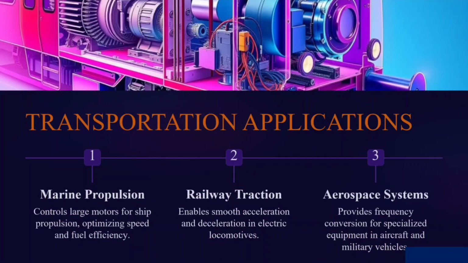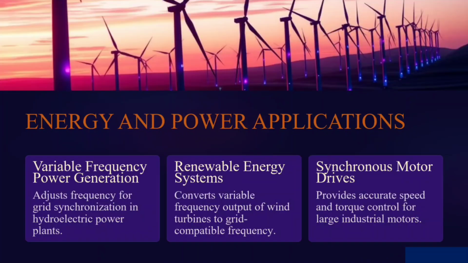Then we will see some transportation applications where cycloconverters are mainly used. Marine propulsion: controlling large motors for ship propulsion, optimizing speed and fuel efficiency. Then railway traction: it enables smooth acceleration and deceleration in electric locomotives. Then aerospace systems: it provides frequency conversion for specialized equipment in aircraft and military vehicles. These are some applications in transportation.